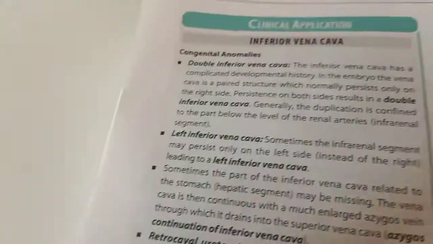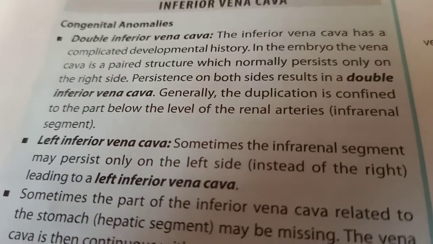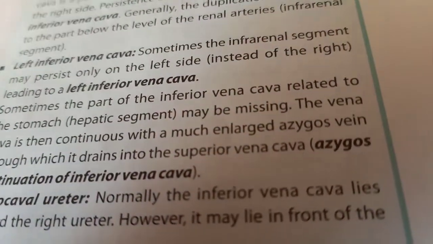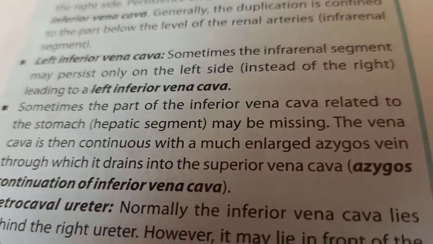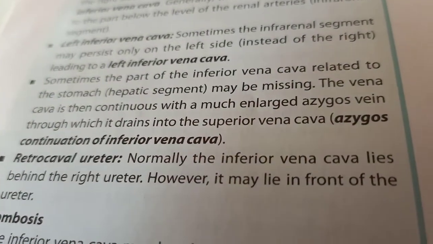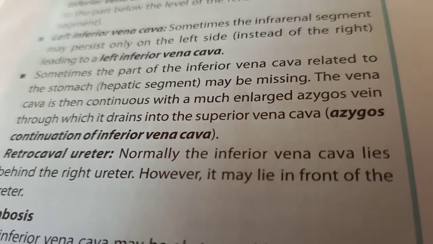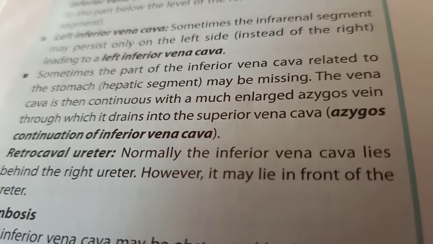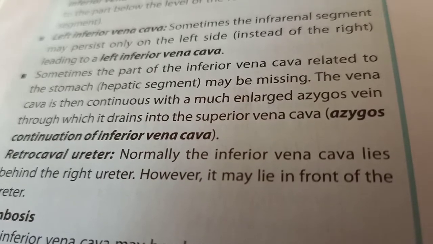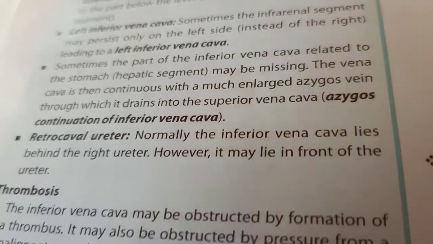Last part is the clinical aspect. Double IVC is present on both sides, right and left. Left IVC is where it is present on the left side. Azygous continuation of IVC means the hepatic segment may be missing, so it is continuous. The azygous vein continues as the IVC and then it drains into the SVC.